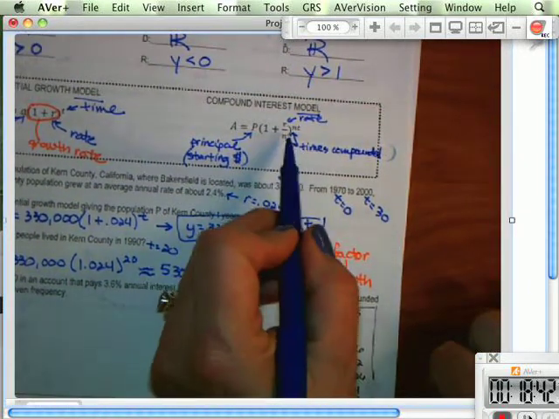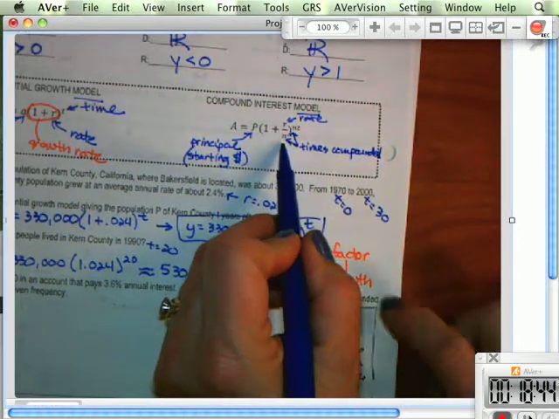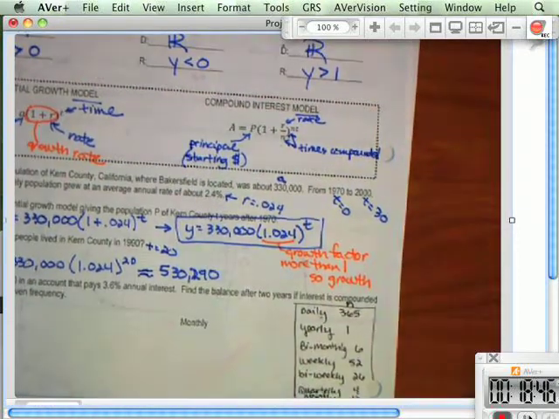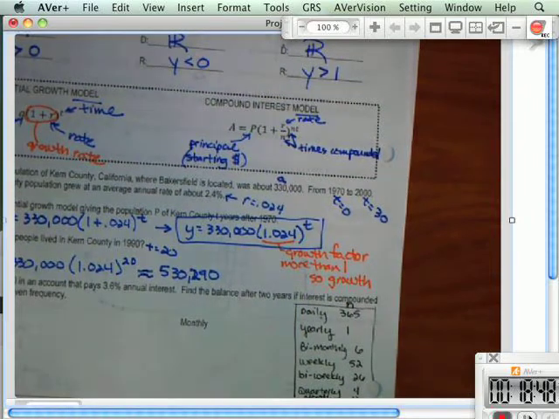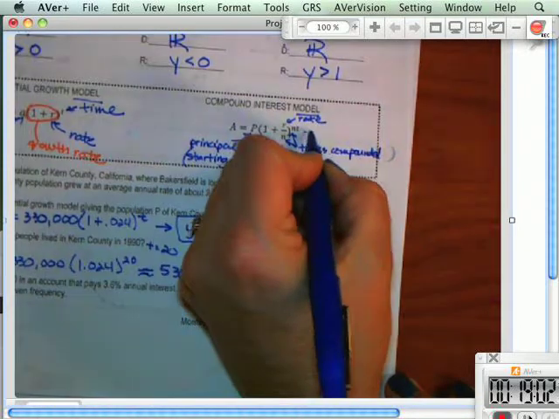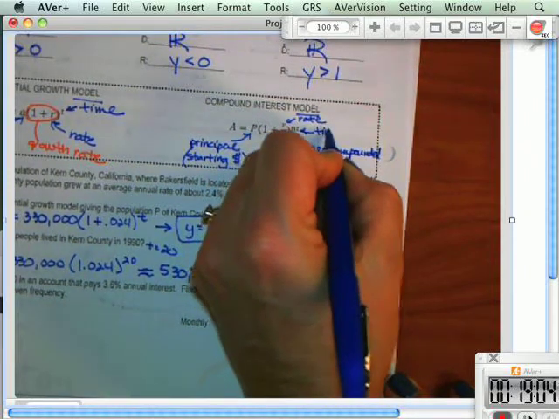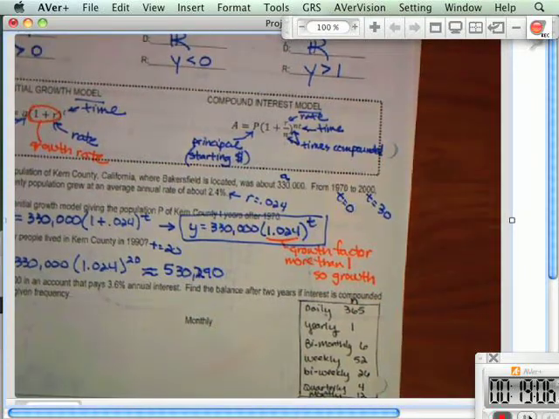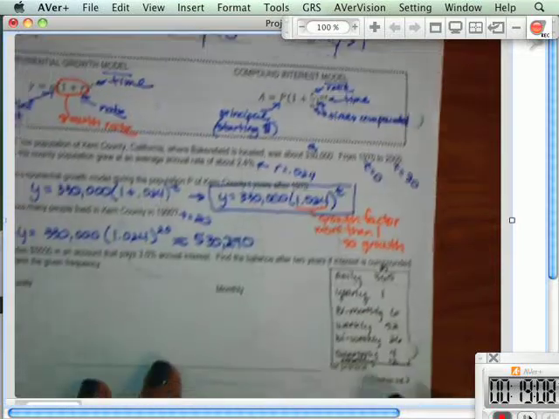Yes, there's two places where N is here. The times compounded means how many times a year you're going to get interest on your money. It could be once a year, it could be twice a year, it could be every month, that would be 12 times a year. We're going to talk about that, okay? That means the bank gives you interest on your money however many times a year. And then T represents what? How long it's in there, time.